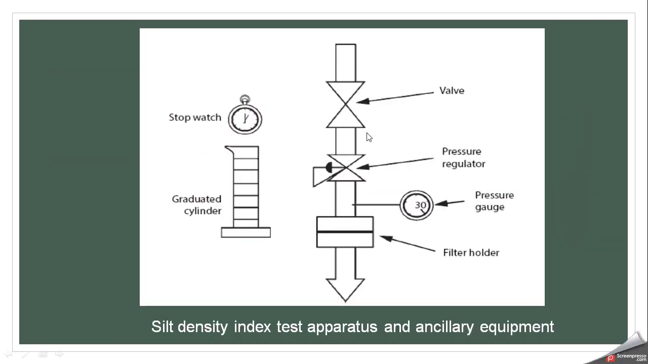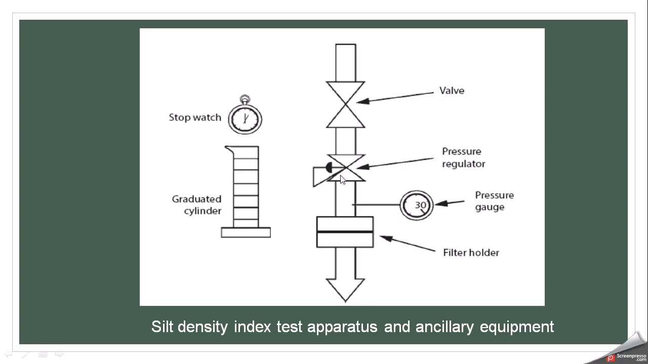This is the complete setup, or schematic diagram, of SDI measurement. We need a graduated cylinder. If we are using 500 milliliters of water, then it must be graduated so it can easily read 500 ml, or if we are using 100 ml, then it has a graduation of 100 ml. Then a stopwatch. Then in this assembly, this is a valve used to regulate the water flow.